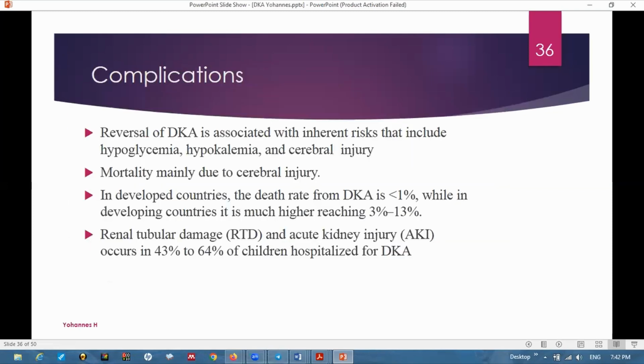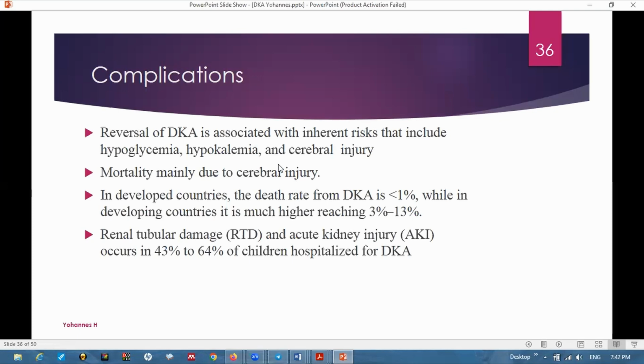Next we will see the complications of DKA. Most of the complications are associated with the management of DKA. Reversal of DKA is associated with inherent risks that include hypoglycemia, hypokalemia, and cerebral injury. Mortality is mainly due to cerebral injury. Cerebral edema is the most common cause of death in DKA.